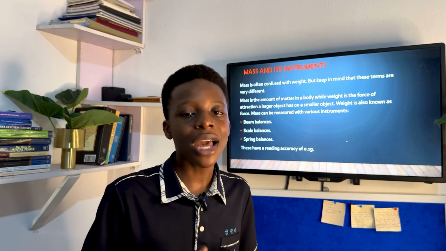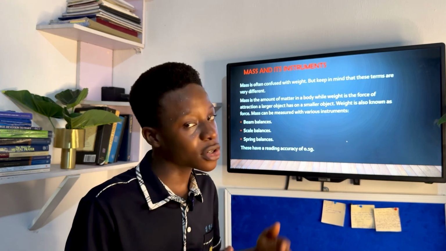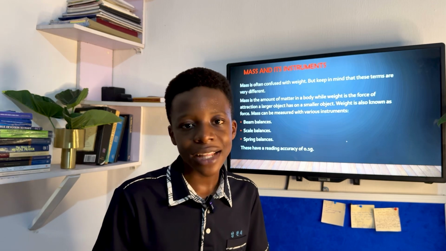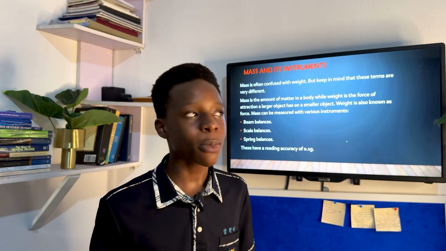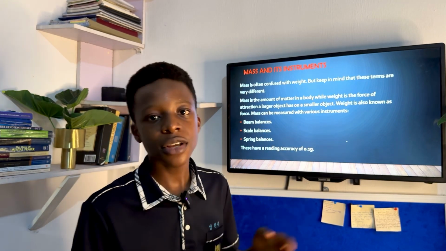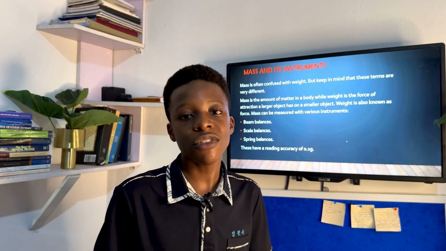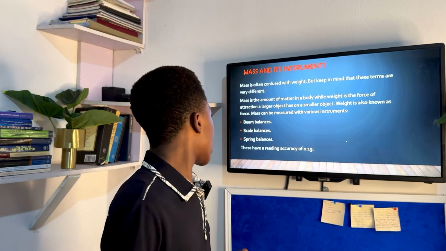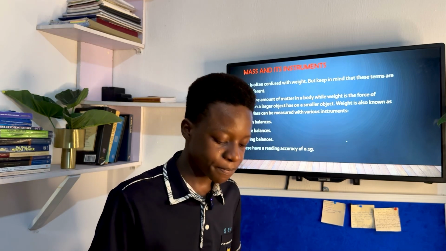Force is also known as weight. Force and weight are the same thing. That's why weight and mass are not. Now that we've clarified that, there are different instruments used for measuring mass, like beam balances, scale balances, like you saw in the very first slide, and spring balances. They're usually used in airports to measure the weight of traveling bags and suitcases, and these have a reading accuracy of 0.1 gram or 1 milligram.